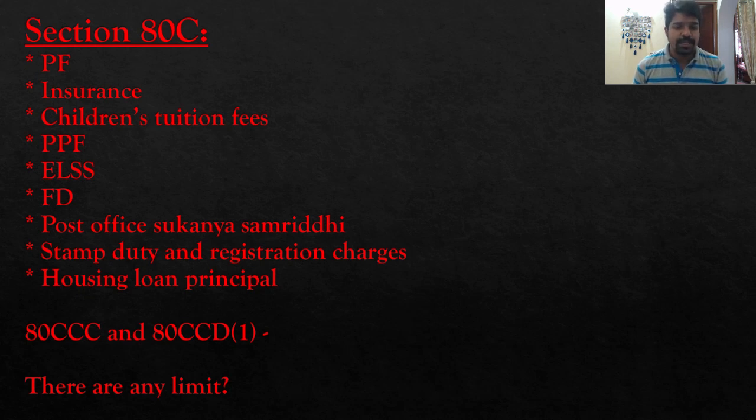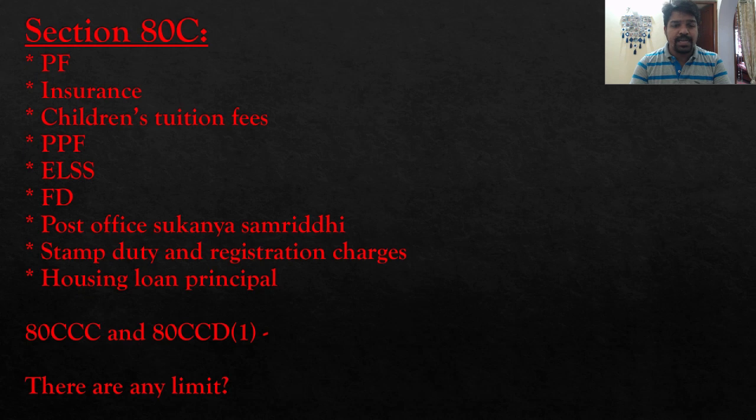Then post office, and if you purchase any new house property, stamp duty and registration charges also you can show under 80C. The last thing is the housing loan principal amount. If you purchase a home on loan, then you can show the principal amount under 80C, and the interest you can show under section 24.